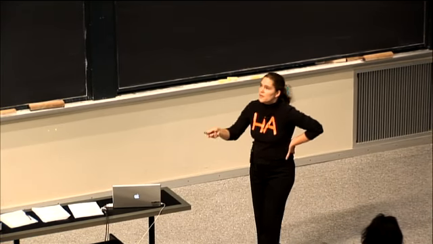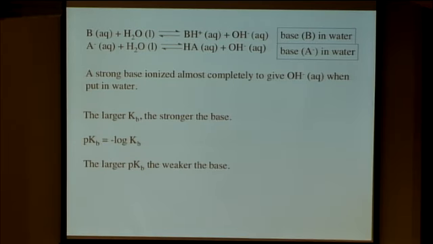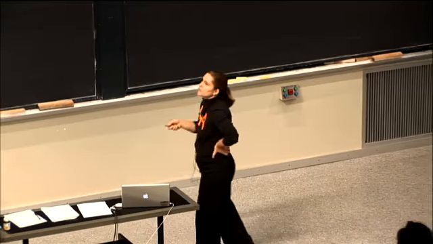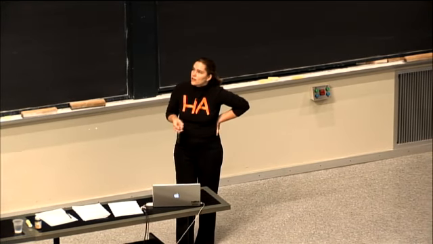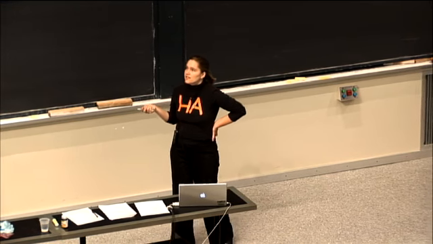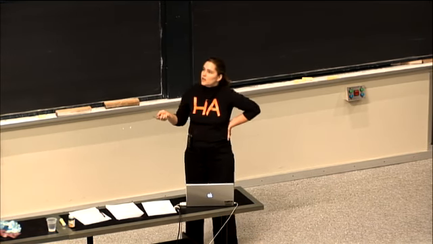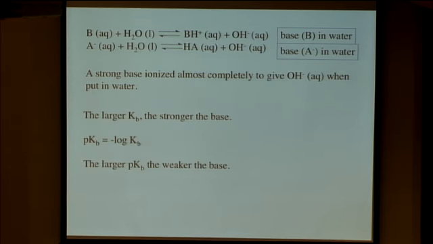Now remember, if you know it's a base in water, you better have hydroxide ions on the other side, because a base in water is going to be forming hydroxide ions. An acid in water would be forming hydronium ions. So a strong base almost completely ionizes to OH- when in water. And here we can know what's strong or weak by the Kb. So the larger the Kb, the stronger the base.